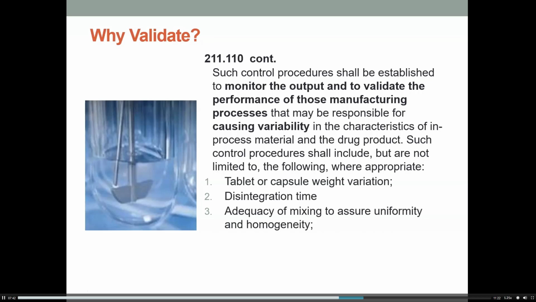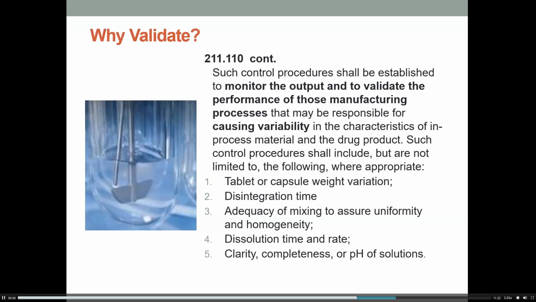The adequacy of mixing to assure uniformity and homogeneity. So obviously one of the checks that you do is to make sure that your batch is uniform across the entire batch, and that's what your sampling will be checking. Your dissolution time and rate, again, that's linked very closely with your disintegration time, how long it takes a tablet or a capsule to dissolve and what they're dissolving in. The clarity, the completeness, or the pH of a solution. So that can be another indicator of how your process is working too.